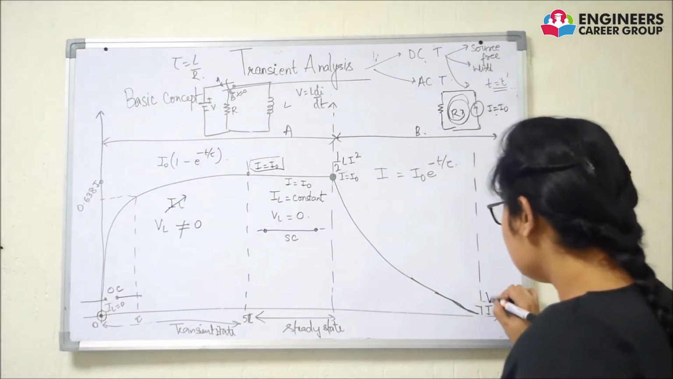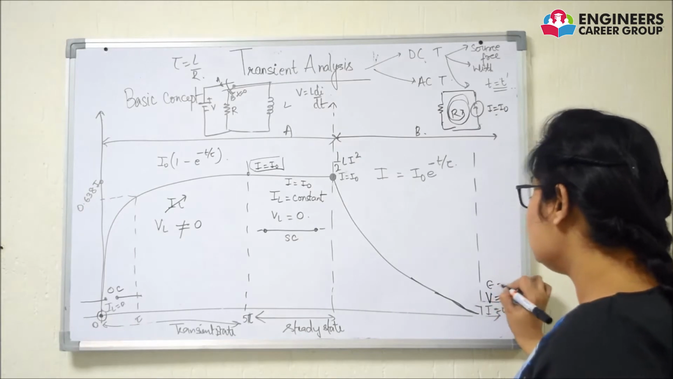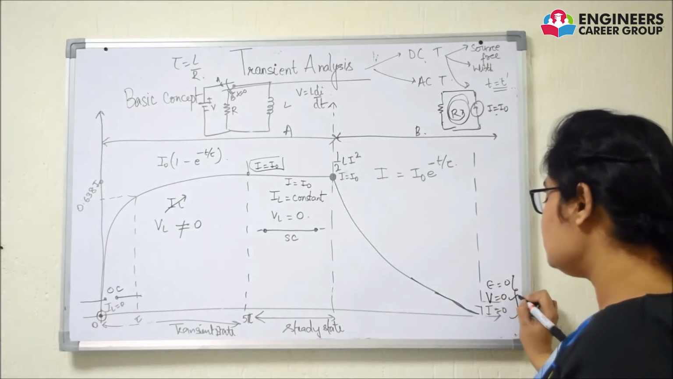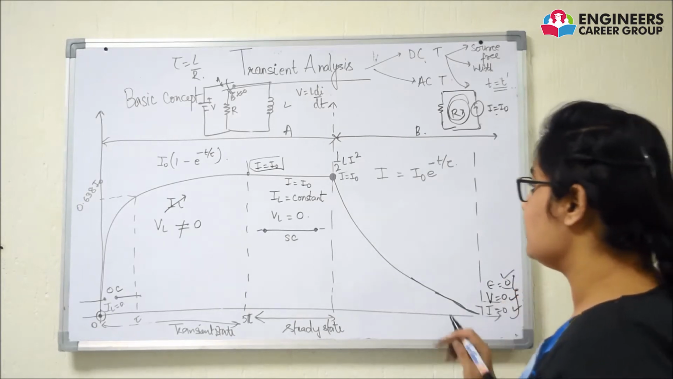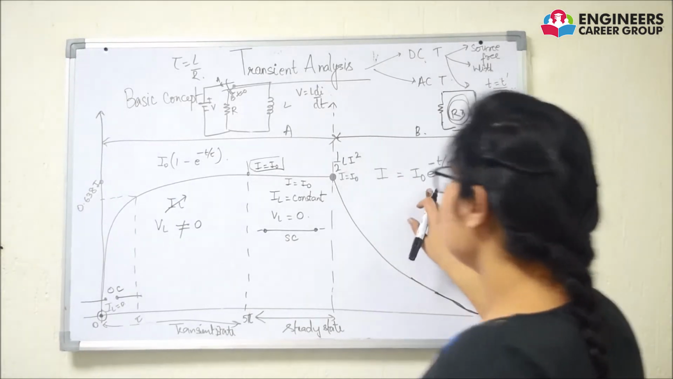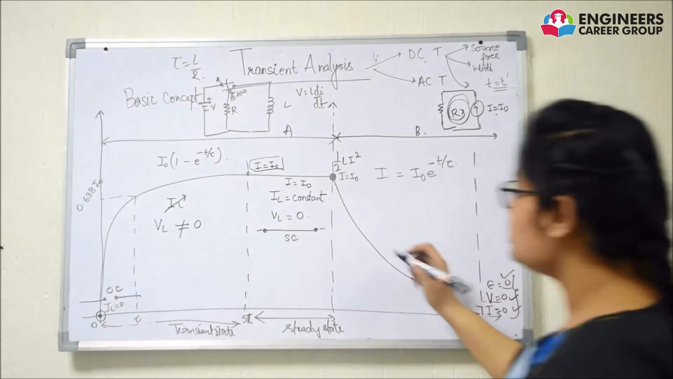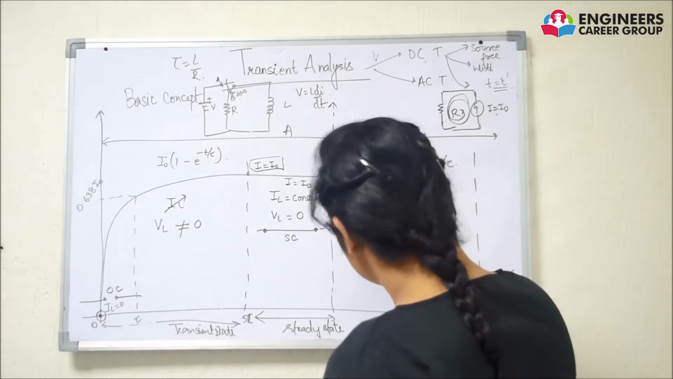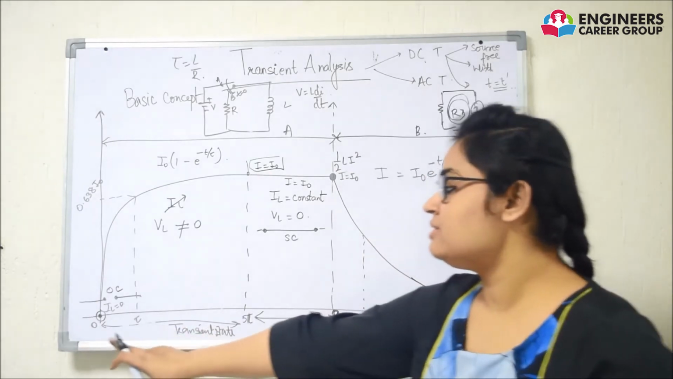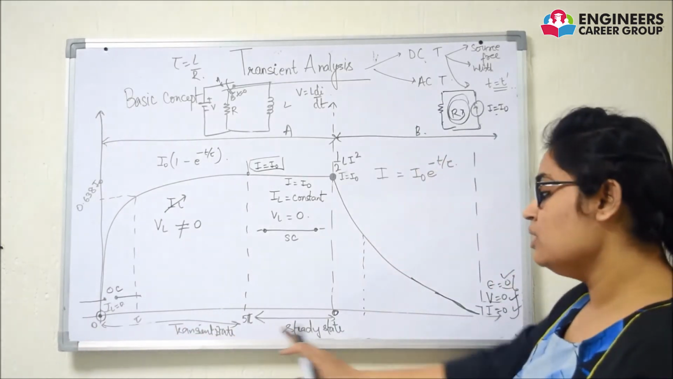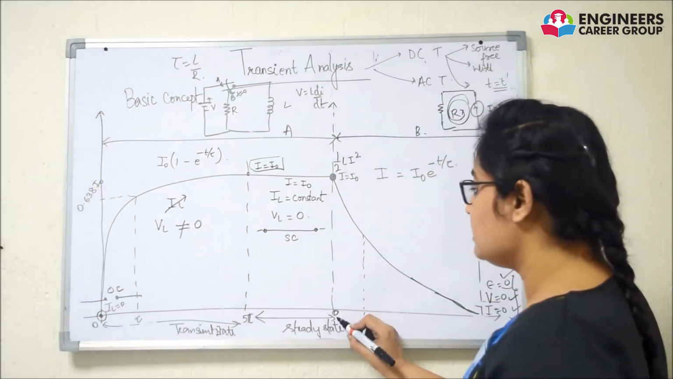At this point I is equal to 0, V is equal to 0 and E is equal to 0. That is, there will be no voltage in the circuit, no current in the circuit and no energy in the circuit. Now I is equal to I naught e raised to power minus t by tau is the discharging equation for the inductor circuit. Let us assume again we are switching the position, so we have made it from 0 to 5 tau. Now we have again switched the position, we are making it for 0 to tau.